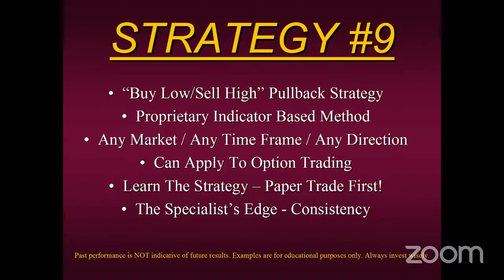Now, strategy number 9 is a buy low, sell high pullback method. It does this by using proprietary indicator-based requirements or rules. You can apply it to any market, any time frame, and any direction. And I just showed you how simple it is to apply with option trading because you're going to be buying at these lower levels or selling at these higher levels. That means the premiums will be less expensive, okay?